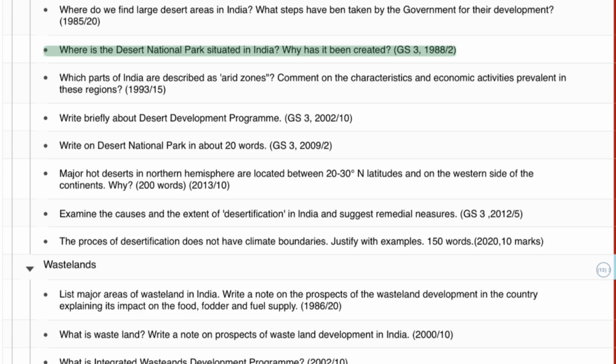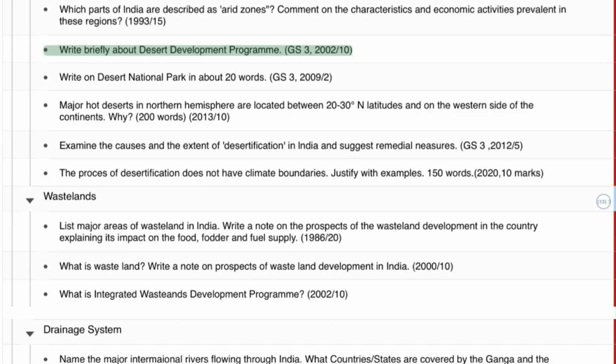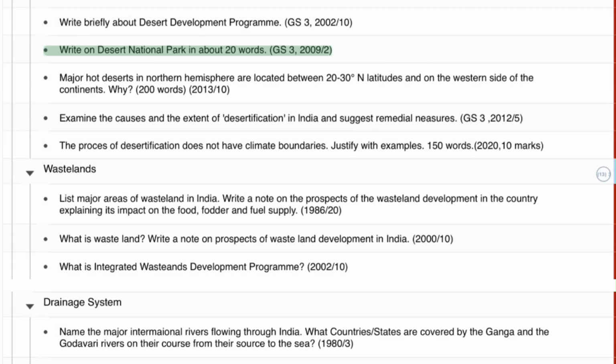GS3, 1988, 15 marks. Which parts of India are described as arid zones? Comment on the characteristics and economic activities prevalent in these regions. 1990, 3/15. Write briefly about Desert Development Program. GS3, 2002, 10 marks. Write on Desert National Park in about 20 words.